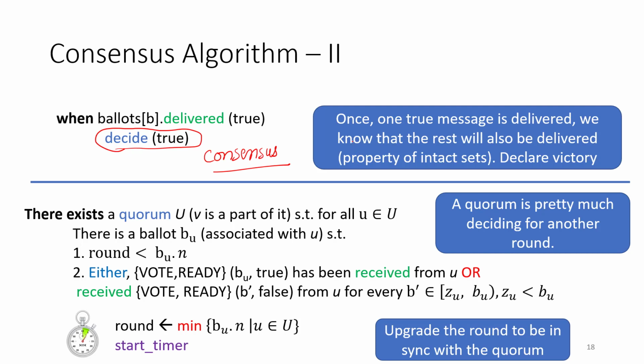So once one true message is delivered, from our earlier theorems, we know that the rest will also be delivered because of the property of intact sets. So we don't really have to wait for all the delivered messages to reach their destinations. The moment we get one, we declare victory and we say consensus has been achieved.